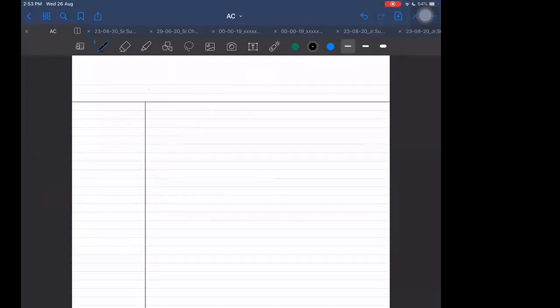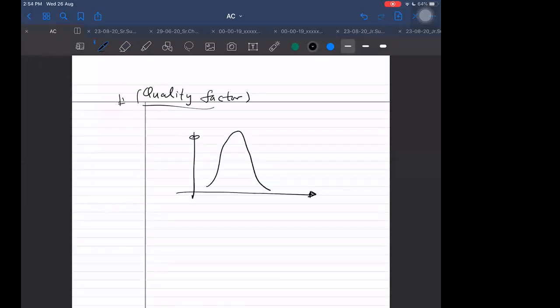One thing we call the quality factor. What is quality factor? You should know it. Let me tell you how we define it. Let us say I have designed a circuit in which there is maximum current for a frequency omega naught, and after that the current becomes very less.